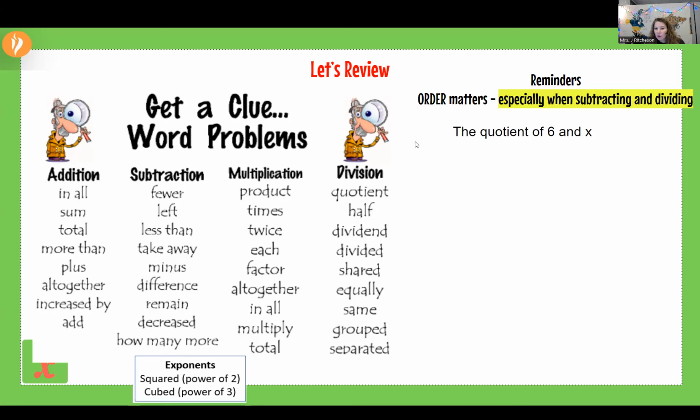All right, so let's practice a couple of these, a little review. The quotient of 6 and x. Would I write that as 6 divided by x or x divided by 6? There's only one answer, and it is the first one, 6 divided by x. You have to write them in the order it's written in the word phrase.